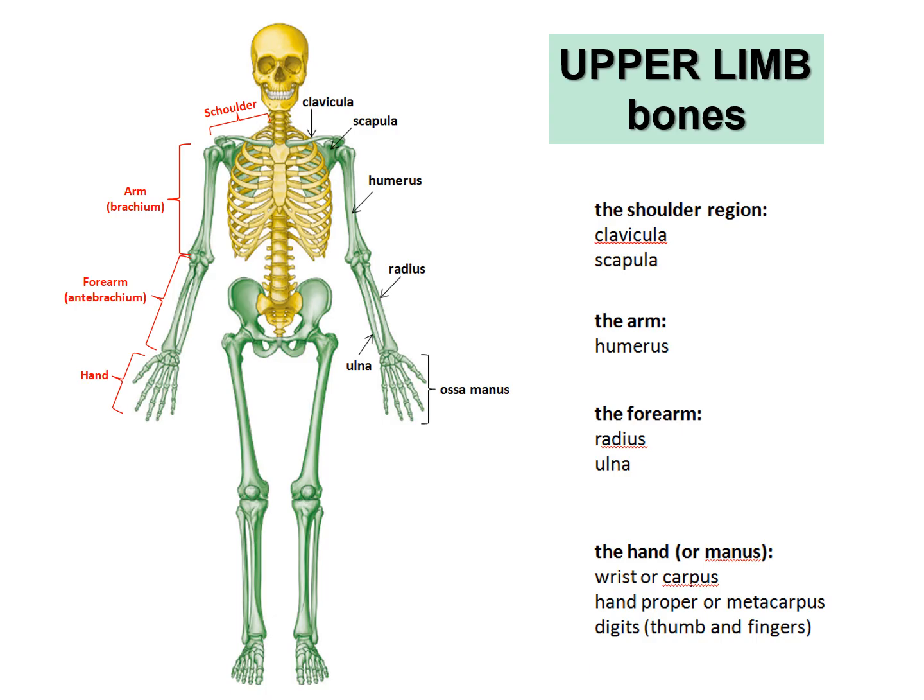The forearm is the part of the upper limb between the elbow and the wrist. The bones of the forearm are the radius and ulna. These bones articulate with the humerus at the elbow joint and with each other, forming radio-ulnar joints. The hand or manus consists of the wrist or carpus, the hand proper or metacarpus, and the digits, thumb and fingers.